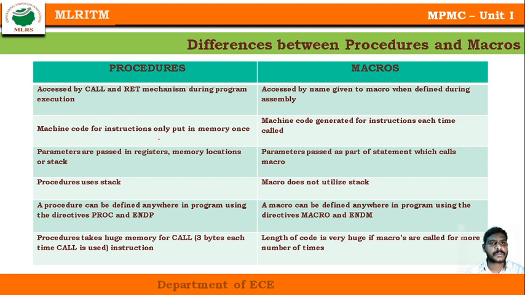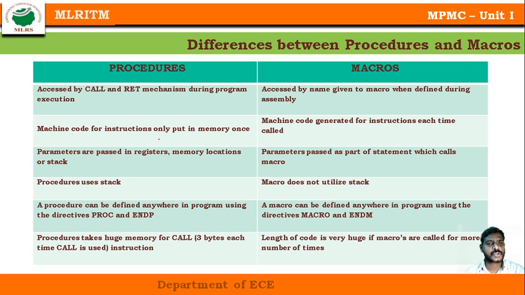In case of the procedure, parameters are passed in the registers, memory locations, or on the stack anywhere. But in case of the macros, parameters are passed as a part of the statement while calling the macro, whereas procedures use a stack, macros do not use a stack. Procedures can be defined anywhere in the program using the directives PROC and ENDP. In a similar manner, macros can be defined using the directives MACRO and ENDM.